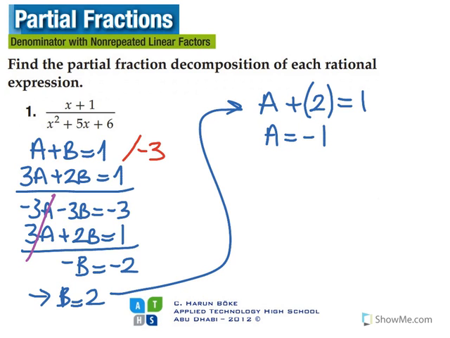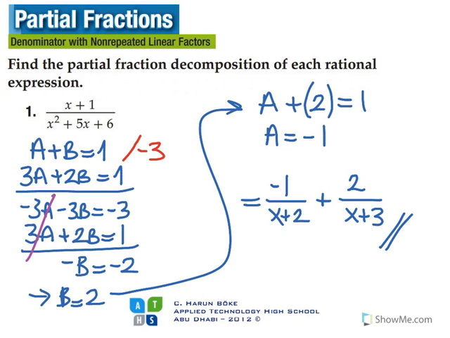Now remember what we've written for the decomposition. We said a over x plus 2 plus b over x plus 3. Now instead of a and b, I can substitute the values that I found, which are minus 1 for a and 2 for b. So this is the partial fraction decomposition of the given fraction x plus 1 over x squared plus 5x plus 6. Now let's look at another example.